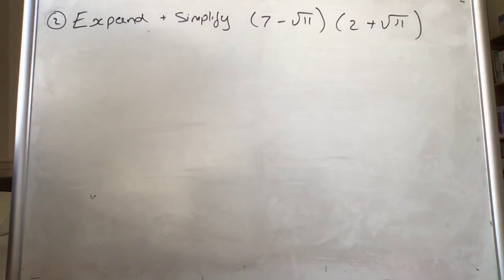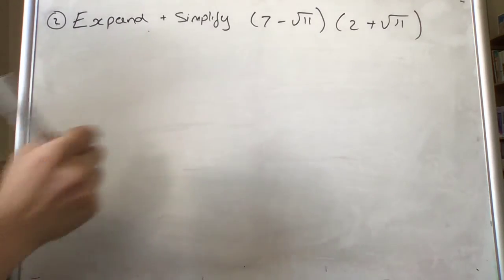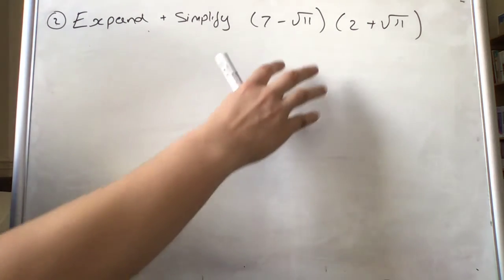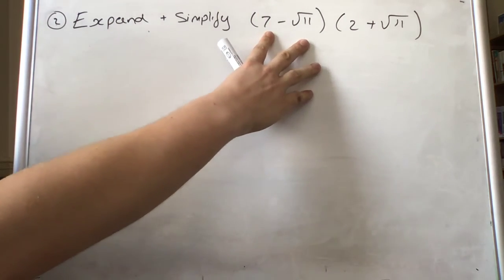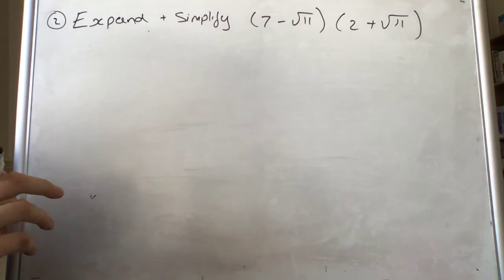Our second question tells us to expand and simplify 7 minus the square root of 11 times 2 plus the square root of 11. And if you don't know how to expand brackets, this would be a good time to learn that, because we're going to need that knowledge to answer this question. But if not, I'm going to go through it with you anyway. Now, to expand the brackets, we want to multiply every term in our first bracket by every term in the second bracket here. So let's do that now.